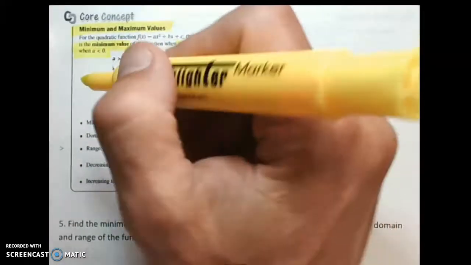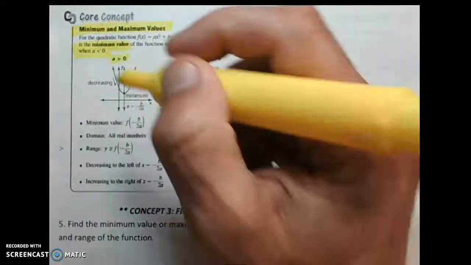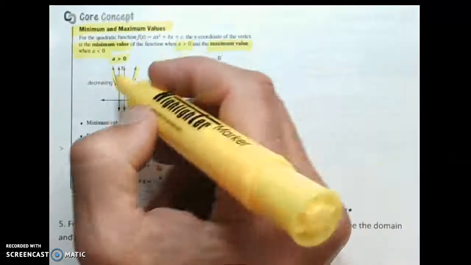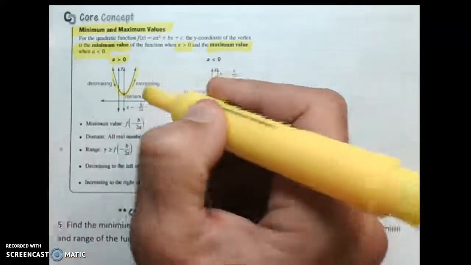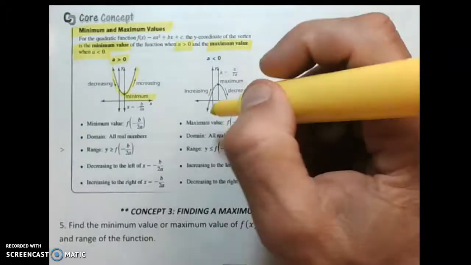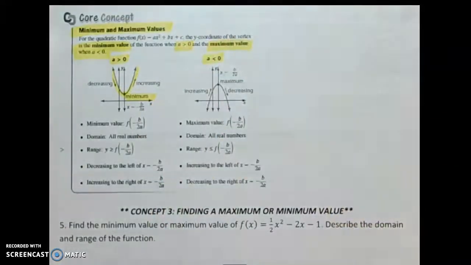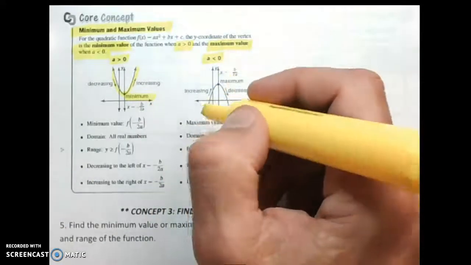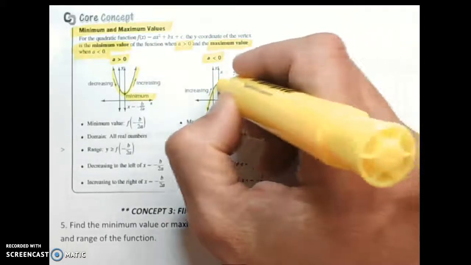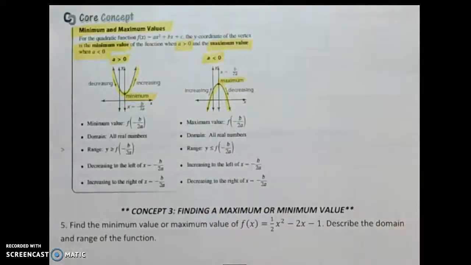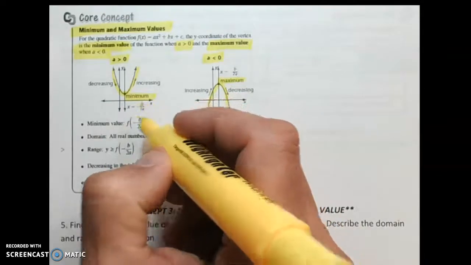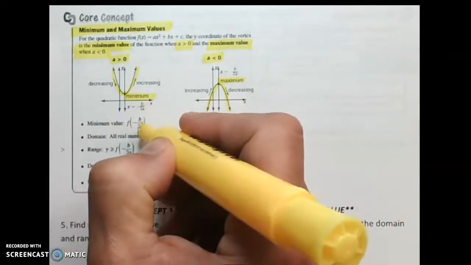Okay, so here a is greater than 0, which means it opens up, and then here is your vertex, right? So there's the minimum value right there. Where a is less than 0 is your maximum value. So you can see it's on the top right there, and that's why it's the maximum value. And your minimum value is f of negative b over 2a.